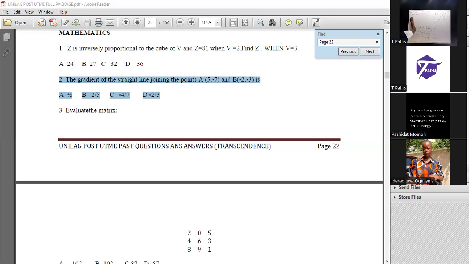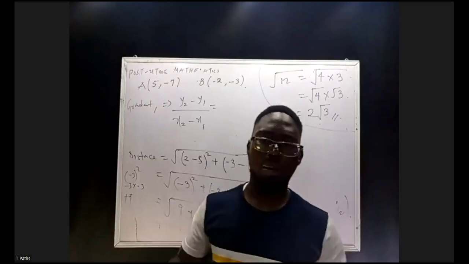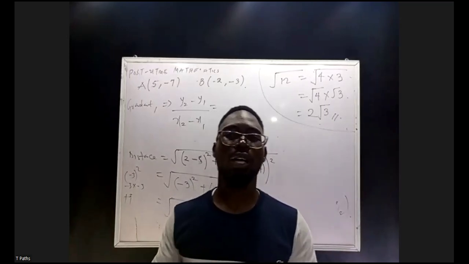We are told to get gradient. Class, what is the formula for gradient? Y2 minus Y1 over what? X2 minus X1. Before the end of this class, make sure that all these formulas become part and parcel of you. Gradient, Y2 minus Y1 divided by X2 minus X1. Distance between 2 points, square root of Y2 minus Y1 square plus X2 minus X1 square.